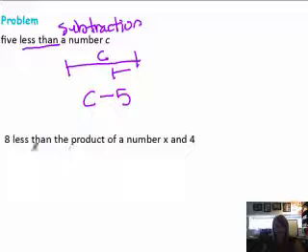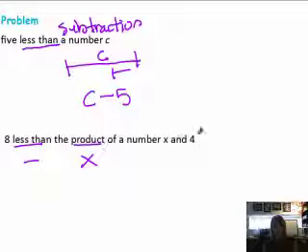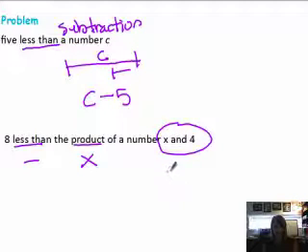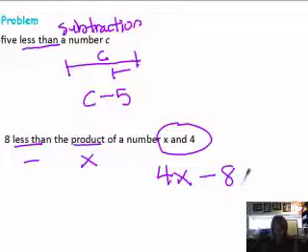8 less than the product of a number x and 4. So we have two different operations going on here. We have subtraction and we have multiplication. So we have 8 less than the product of a number x and 4. Well, x and 4, these are the two things that are being multiplied. So I have x times 4. We usually write that as 4x. And I have 8 less than that. It's kind of that odd thing where it's not really 8 minus 4x. It's 8 less than 4x. So the less than goes over here.